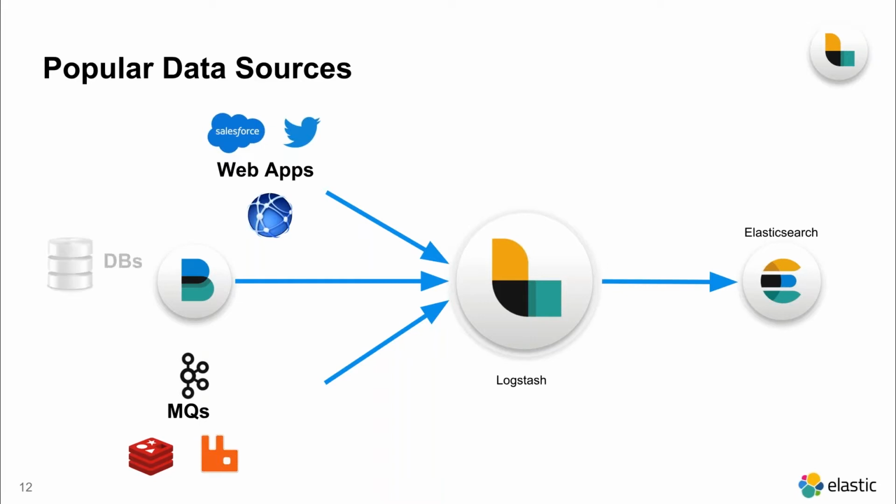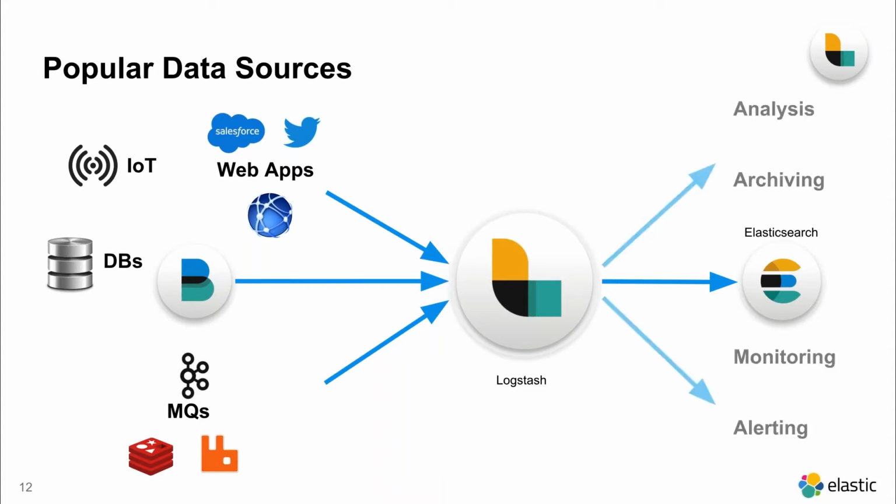Not just pulling data from various sources, Logstash can also pull data from RDBMS systems, and it can also pull data from IoT-based systems. So these are various other areas where Logstash can interact.